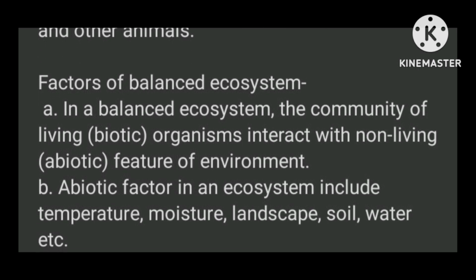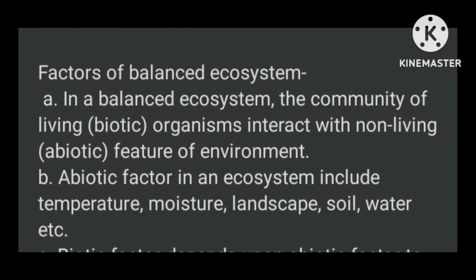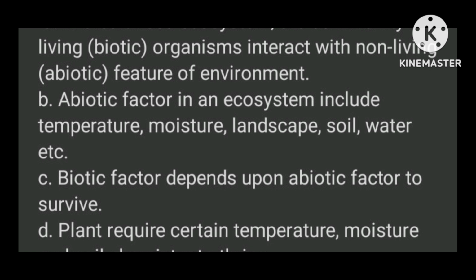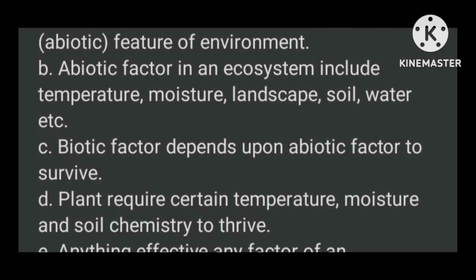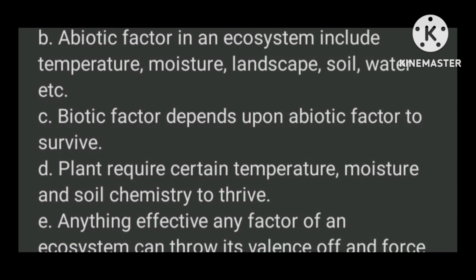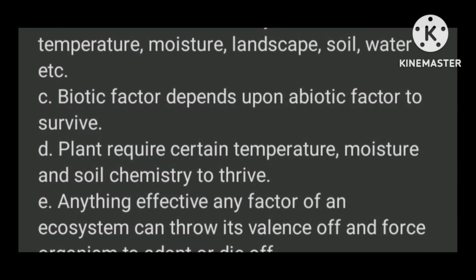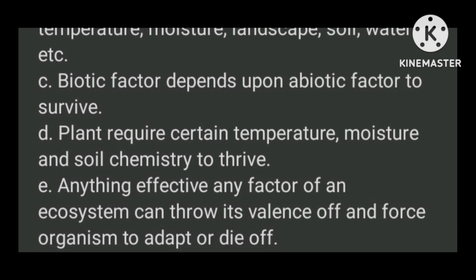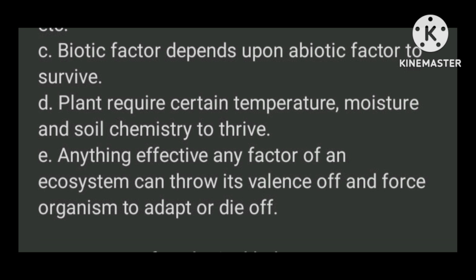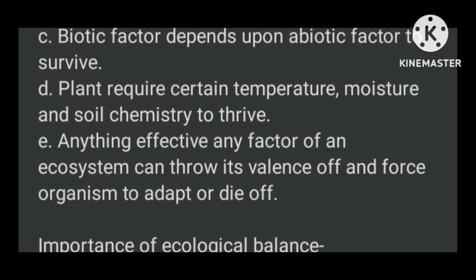Factors of a balanced ecosystem. A. In a balanced ecosystem, the community of living biotic organisms interacts with the non-living abiotic features of the environment. B. Abiotic factors in an ecosystem include temperature, moisture, landscape, soil, water, etc. C. Biotic factors depend upon abiotic factors to survive. D. Plants require certain temperature, moisture and soil chemistry to thrive. E. Any factor of an ecosystem can throw its balance off and force organisms to adapt or die off.